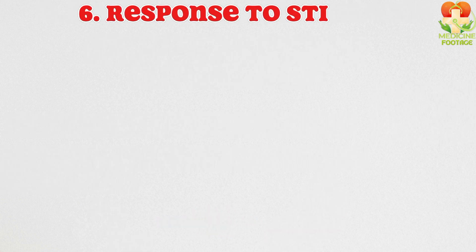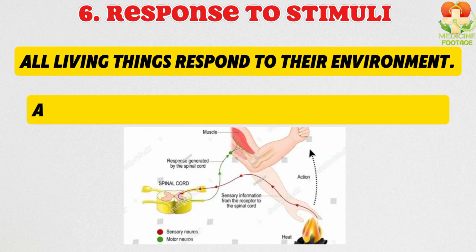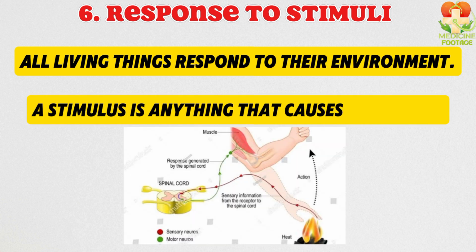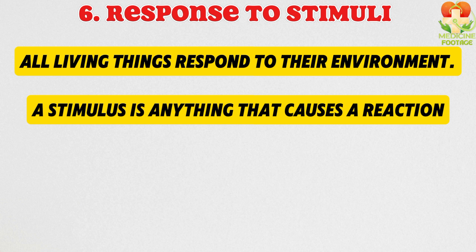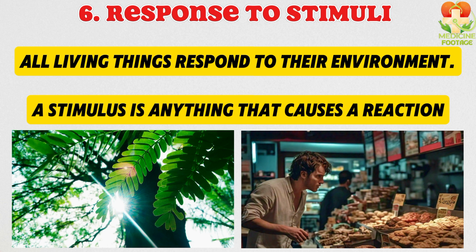6. Response to stimuli. All living things respond to their environment. A stimulus is anything that causes a reaction. Plants turn toward sunlight to maximize photosynthesis. Animals might move toward food or away from danger. This responsiveness is essential for survival, allowing organisms to adapt to their surroundings.